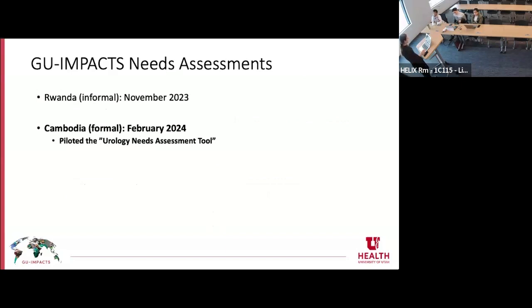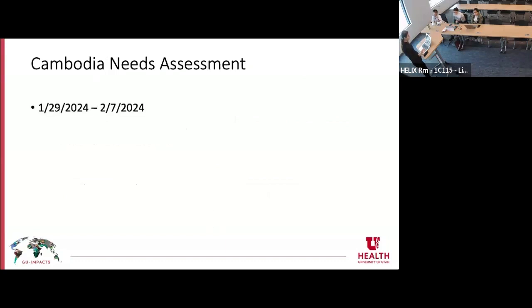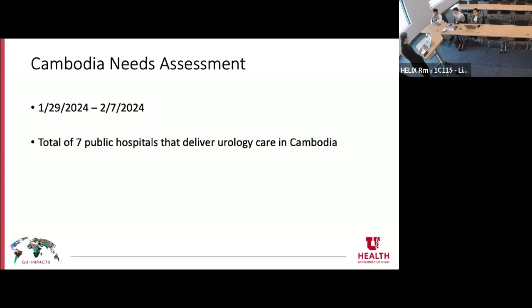So I'm going to quickly give you a couple of takeaways from the Cambodia needs assessment. This needs assessment happened at the end of January, beginning of February. Currently in Cambodia, there are 7 public hospitals in the entire country that deliver urology care, and the needs assessment was conducted at 6 of the 7. The one hospital where it didn't go has a relatively new urology program and only about 2 providers who are there part-time.